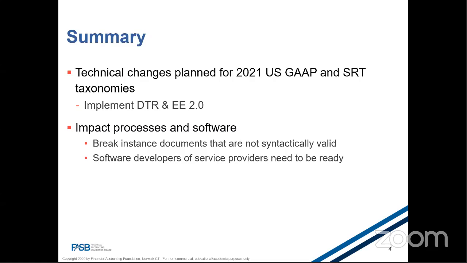And so we know that this is going to be more challenging than a typical roll from one taxonomy to the next. The way to think about this is we probably haven't had this significant of a technical change to our taxonomy since we introduced the type dimension with, I believe, the 2017 taxonomy. But I foresee that this is probably going to be bigger than that. So we are planning to implement the DTR and the EE 2.0 with the 2021 taxonomy.